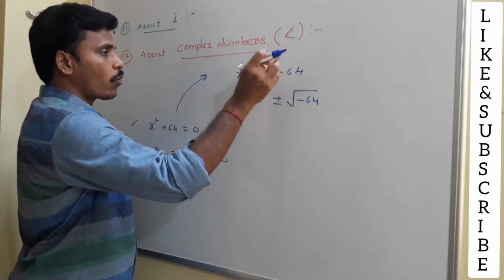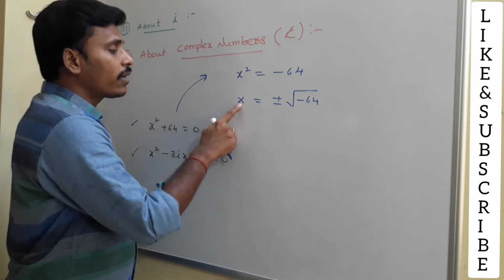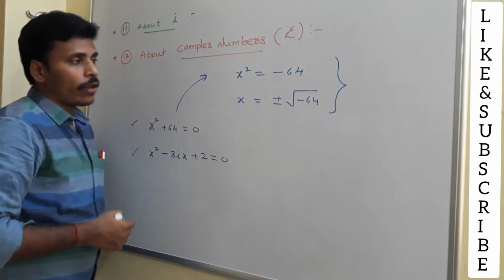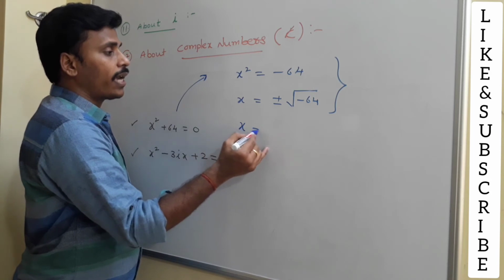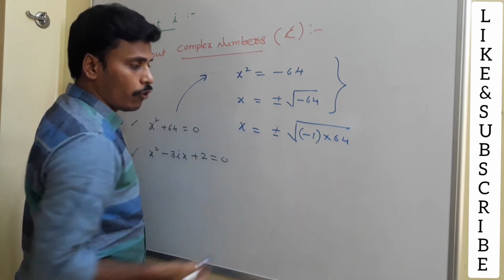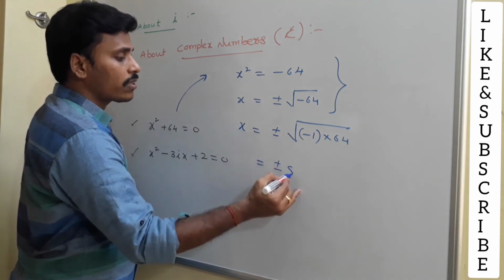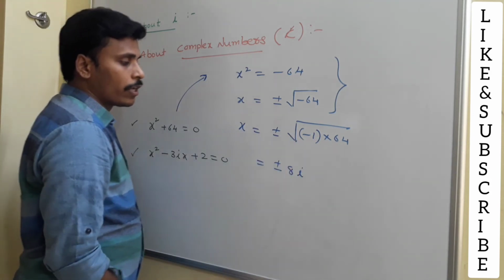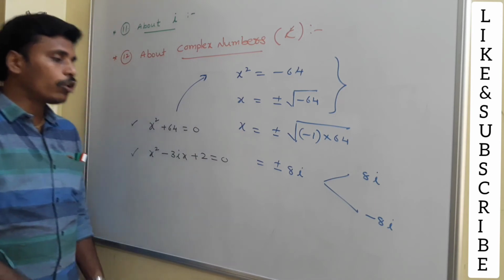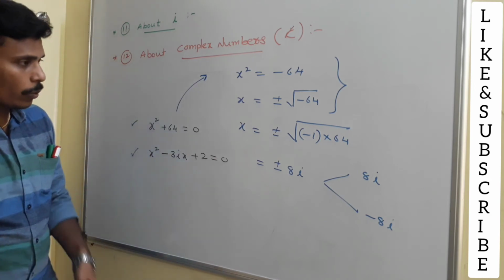This minus 64 is a quantity. So if you send the square to that side, you need to get a root for that minus 64. But as in squaring, plus and minus both will become positive, right? You have a chance to write like this. So x is equal to plus or minus root of minus 64, which can be written as minus 1 into 64, and that is equal to plus or minus root of minus 1 is i and root of 64 is 8, and this is plus or minus 8i. So at the end there are two possibilities, one is 8i and the other is minus 8i. So both 8i and minus 8i are the roots for this x square plus 64 is equal to 0.